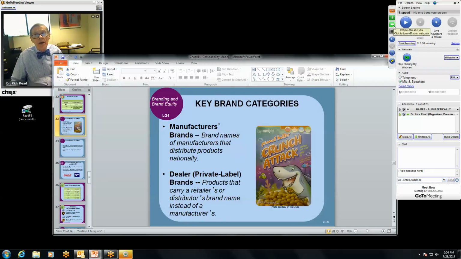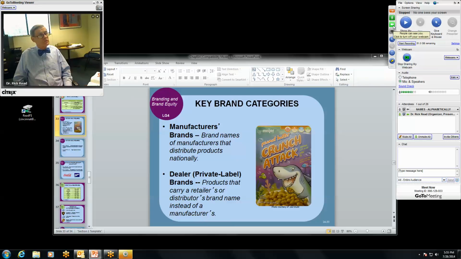Key brands and key brand categories. We have things like manufacturers' brands. These are products we find that are distributed nationally. Then we have things called dealer or private brands. These are products that carry a retailer's name, but they're manufactured by someone else. I can't think of one right off the bat which everybody would know. But it's a product that's made by someone else, but it carries a different name.